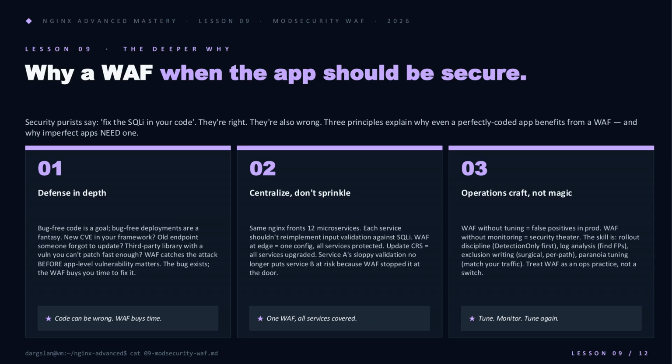Now let's step back and answer the question some of you are already thinking. If my app validates input properly, why bolt on a WAF at all? 3 reasons. Defense in depth, because the next CVE in your framework drops on a Tuesday, and the WAF buys you patching time. Centralization, one config at the edge protects 12 microservices instead of every team reinventing input validation. And finally, operations craft. A WAF you don't tune and monitor is just security theater. It's a discipline, not a switch you flip.